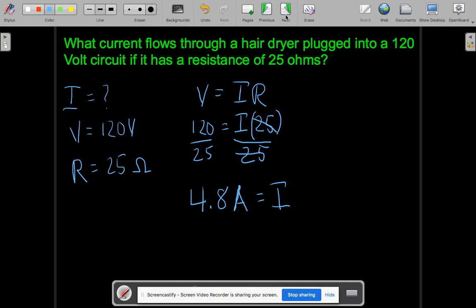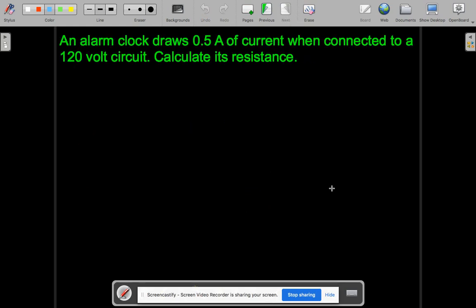Let's go to the next one. An alarm clock draws 0.5 amps of current. So our current is equal to 0.5 amps when connected to a 120 volt circuit. So voltage, 120 volts. And it wants to know the resistance. Oops, I pushed that darn button again. So it wants to know resistance.